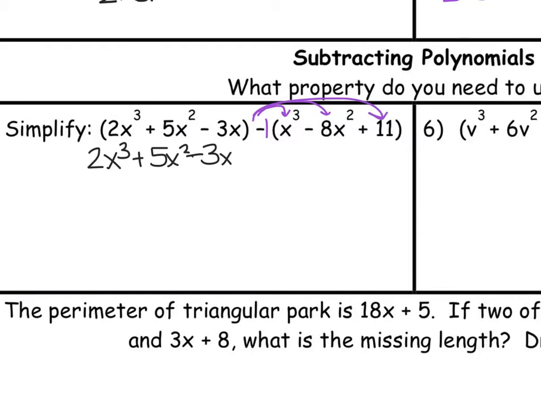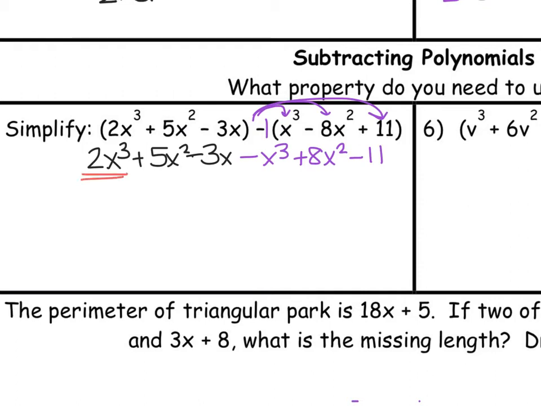So this second trinomial is going to be minus x cubed. A -1 times a -8 is plus 8x squared, and a negative 1 times a positive 11 is a minus 11. Now we can go ahead and do what we did for addition and just combine like terms.